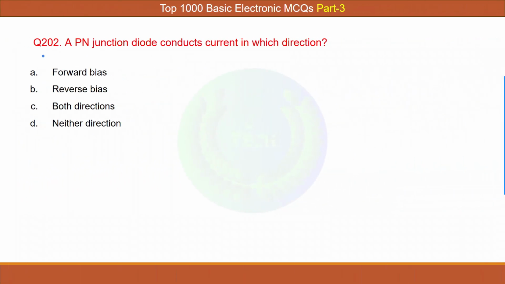Question number 202. A PN junction diode conducts current in which direction? Option A, forward bias. Option B, reverse bias. Option C, both directions. Option D, neither direction. The answer is option A, forward bias.